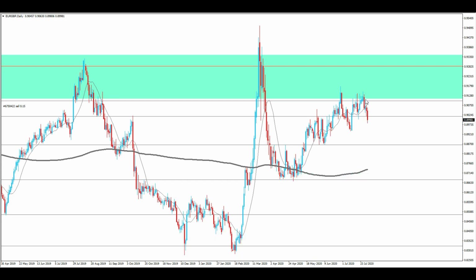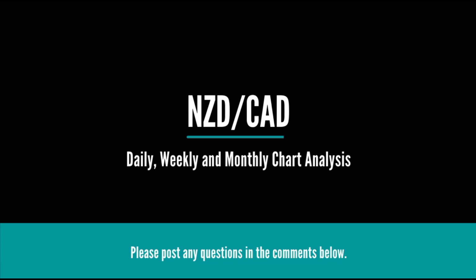But it does look like we'll be having a new downtrend in the market for Euro GBP. So for entries, you can be looking on the lower time frames for when price pulls back and retraces, and you can be looking for price to continue in that downwards trend. Now on to NZD CAD.